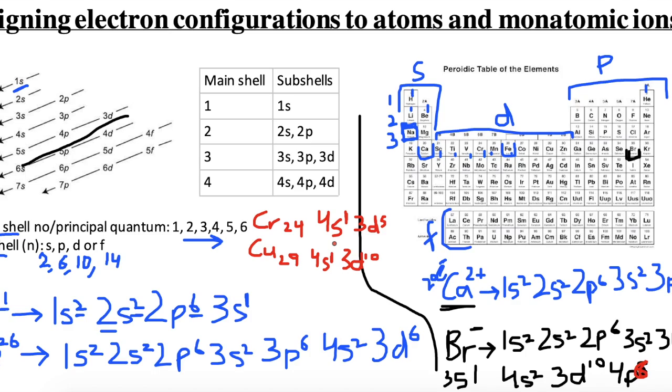But these are the only 2 exceptions, and this is how we calculate electronic configurations of atoms and monatomic ions.